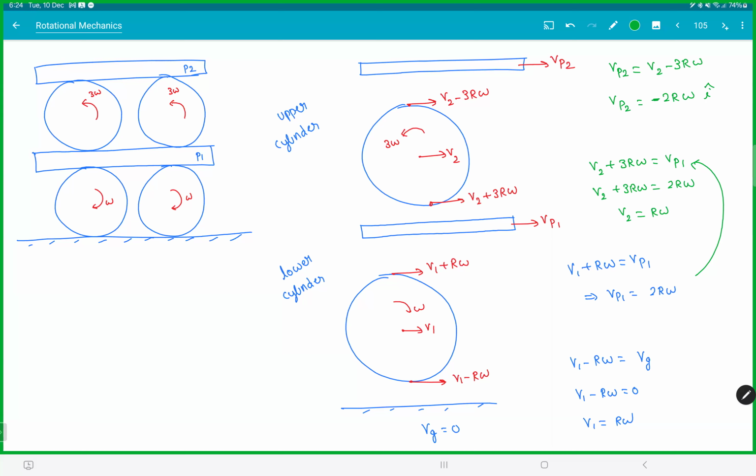V2, okay, V2 is minus R omega. I wrote that wrong. Then this also will be minus 4R omega. Both are going backward. My mistake. Check it out. Any doubts on this? Anyone not clear with this? Clear? Next one.